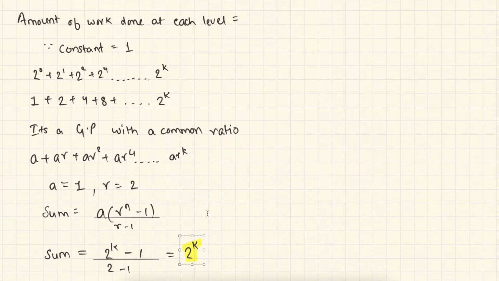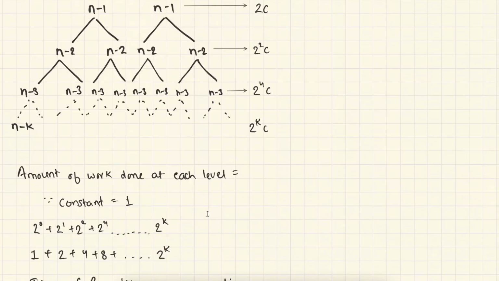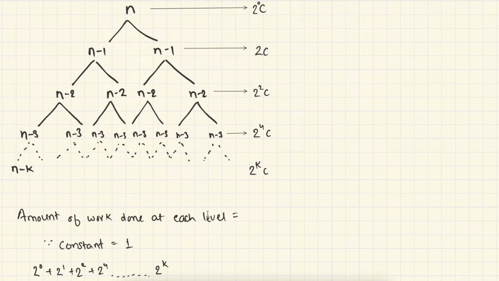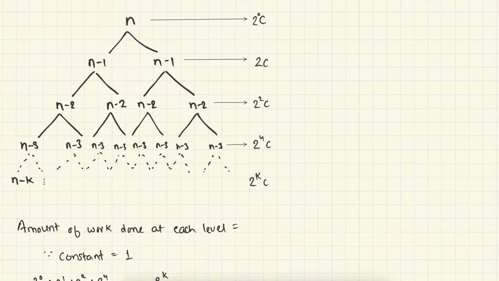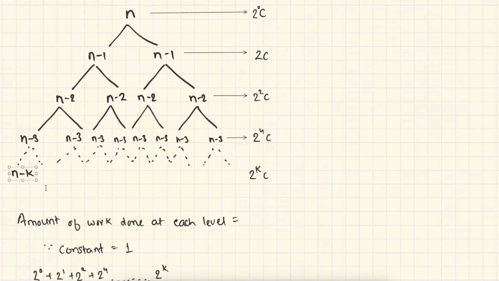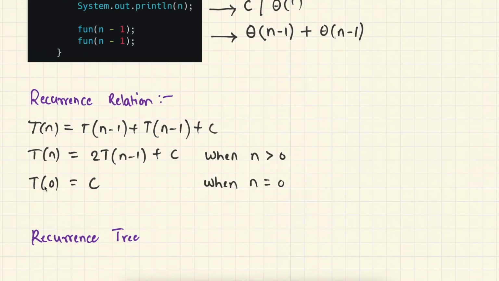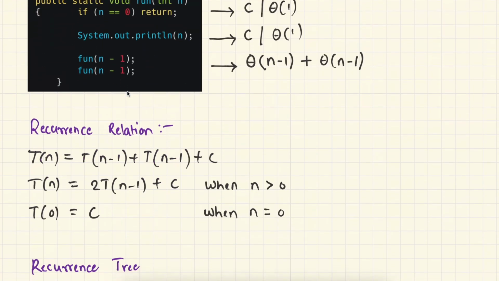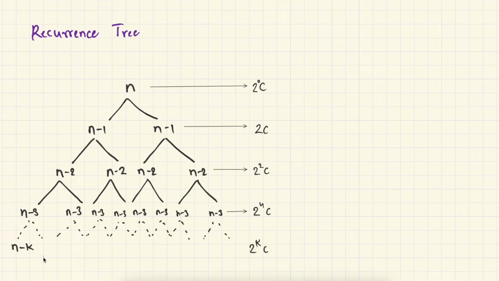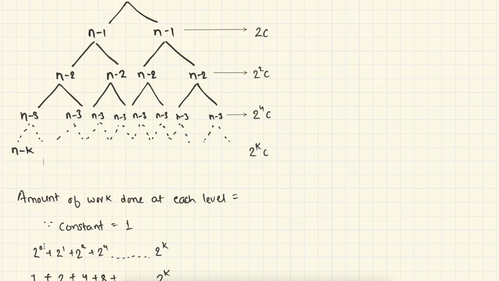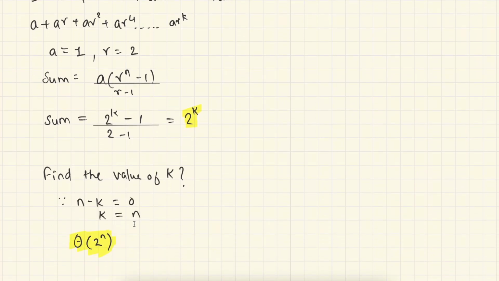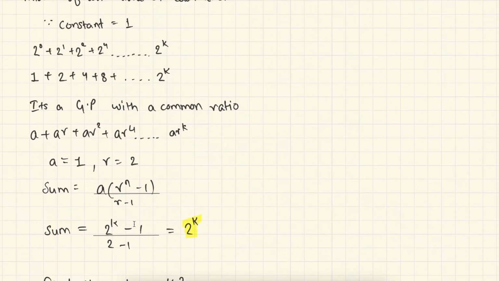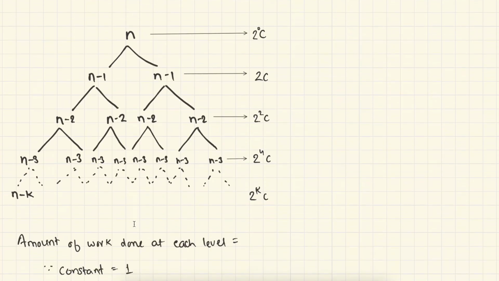Now the only question is we have to find the value of k. It means how many levels this tree is going to have. Okay. Now as in the previous example, we have reached this level, and this is the stopping point of these recursive calls, right? So at this level our value of n becomes what? 0. So n minus k becomes 0 at this level and our recursion stops. So we can write that n minus k is equal to 0, and we get the value of k as n. So it means the number of levels in this recursion tree is going to be n.